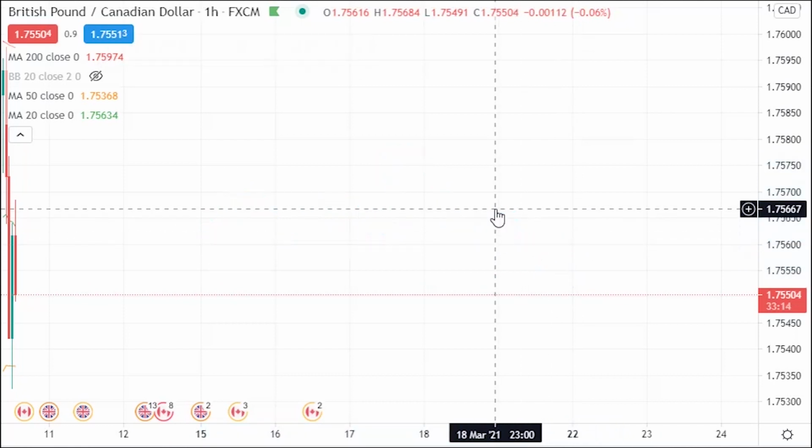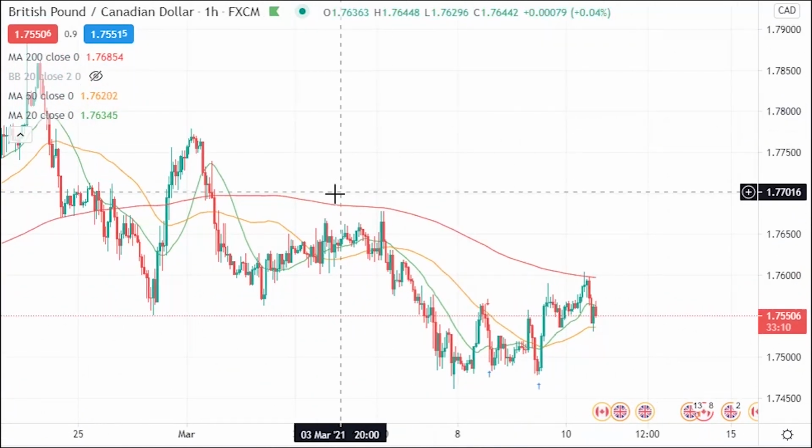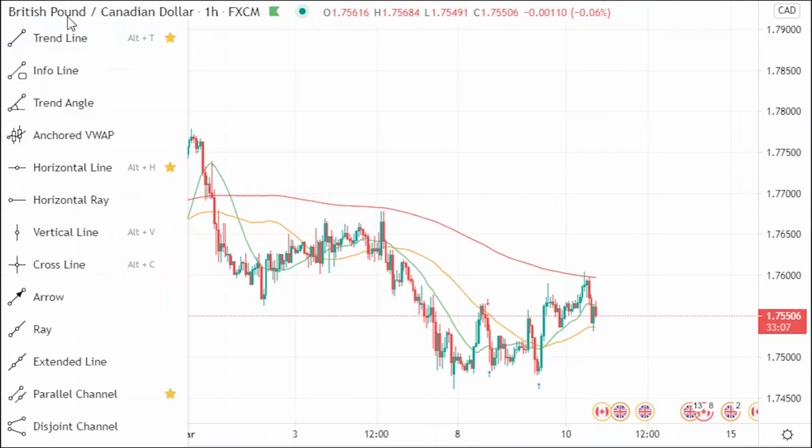Now, this is just one type of break and retest, but it is the first type we're going to go through. So here I'm on the British pound Canadian dollar.